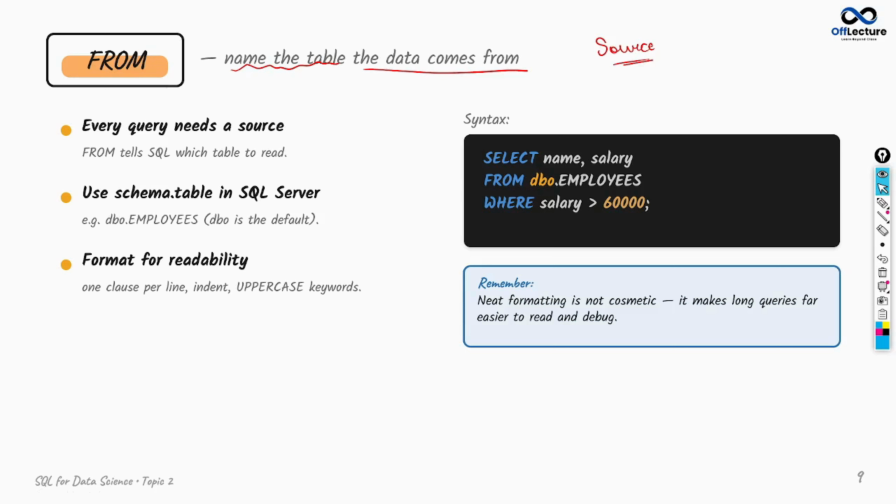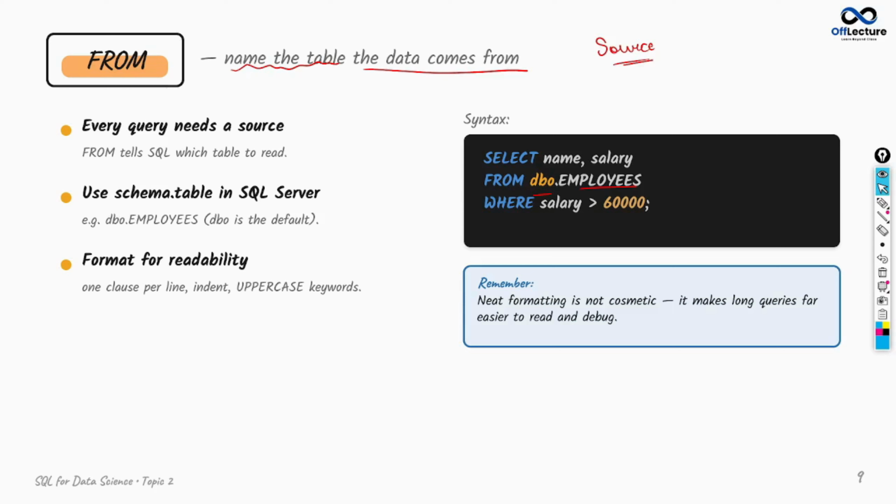So what is that thing? What is that source? It is written in the FROM statement. In SQL Server, you will often write it as schema dot table, for example dbo.employees, where dbo is your default schema. Just as important is formatting. Put each clause on its own line, indent neatly, and keep keywords in uppercase.